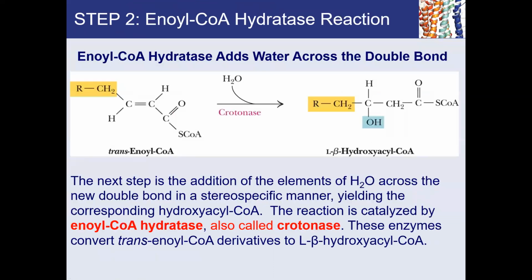Cool. So that's the first step. The second step is catalyzed by enoyl-CoA hydratase, also known as crotonase. And that is basically just the addition of water across the double bond in a stereoselective manner. You have seen that reaction many times, if you recall. Fumarate, for example, adds a water molecule stereoselectively to generate malate, remember? So then you produce L-beta-hydroxyacyl coenzyme A.